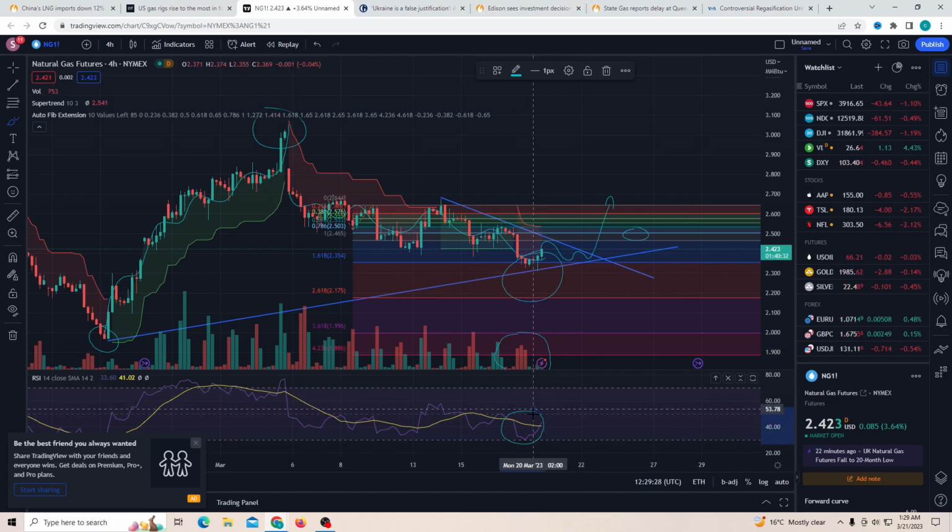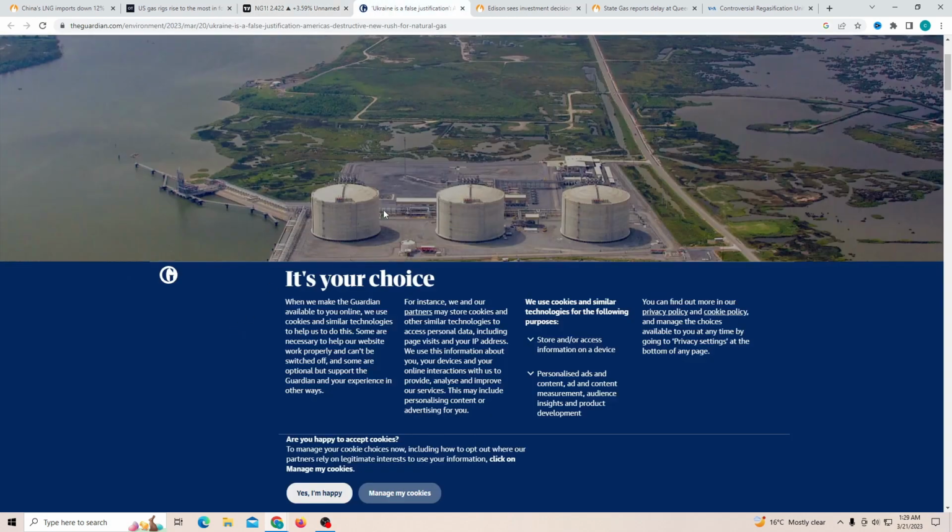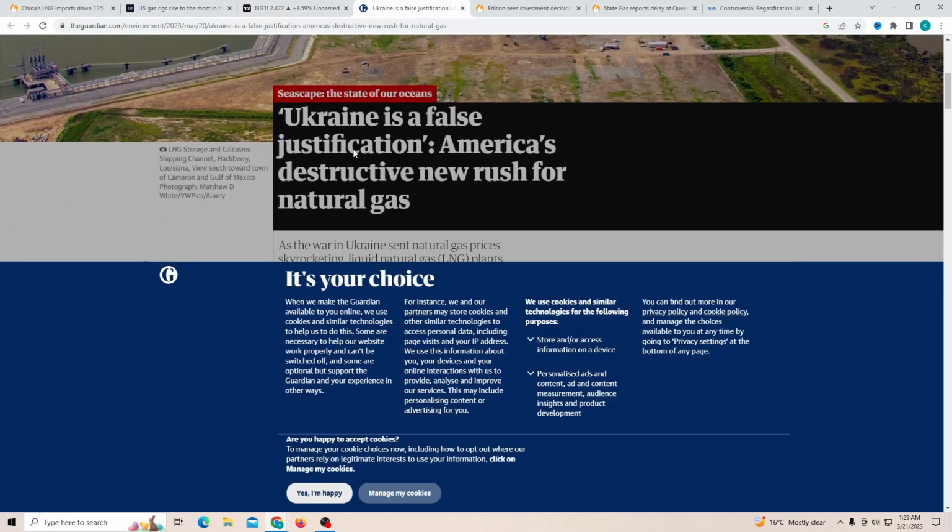And on the RSI line, we're getting closer and closer to the center zone. Once we're in the center zone, we will be seeing a little bit of a cool off before natural gas is able to decide on the direction it wants to go. Now, this is really interesting.